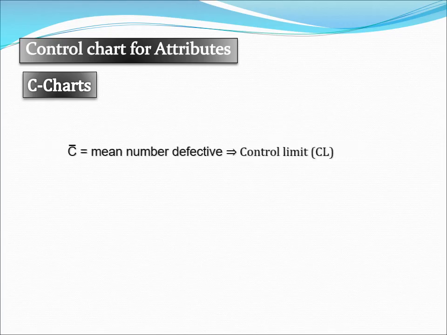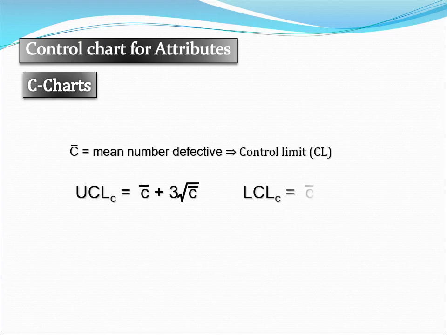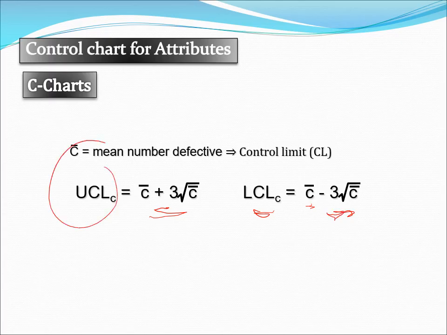So here we have to calculate in the C chart. We have the control limit, which is C bar, the mean number of defective tablets, and we will have an example now to understand. Here the upper control limit is C bar plus 3 square root of C bar, and the lower control limit is C bar minus 3 square root of C bar. So the upper and lower control limits have the same equation except for the sign, plus or minus.